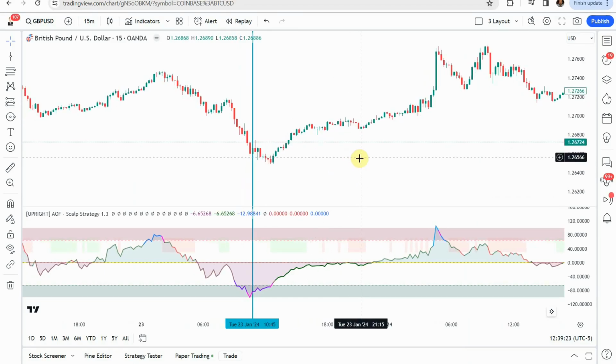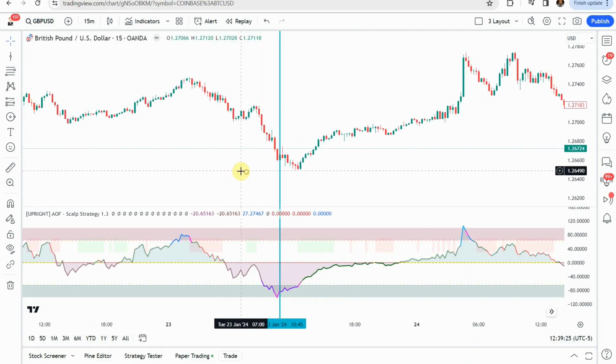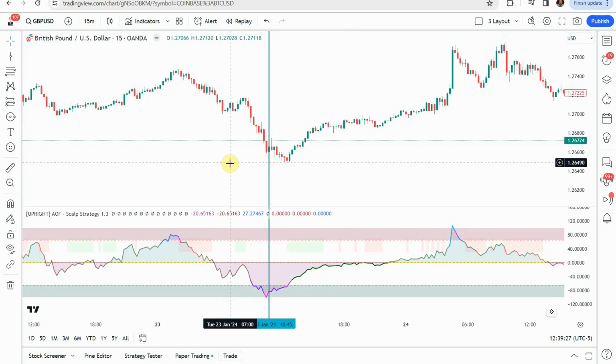Alright, so today we're looking at a 15-minute day trading strategy. And one of the questions that we get often is, using the Academy of Forex indicator, are there other strategies that you can implement beyond just the standard strategy that we have outlined many times before? And the answer is yes. And we're going to take a look at one of those instances today.